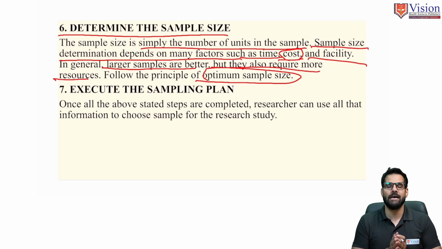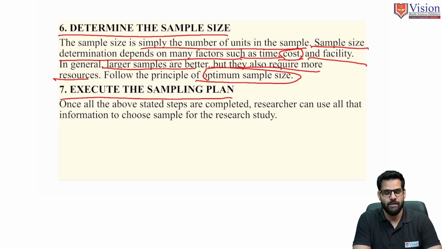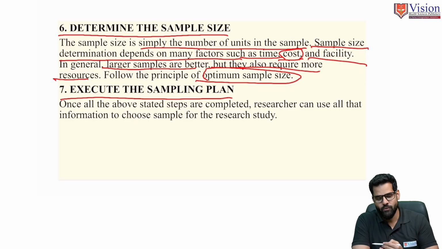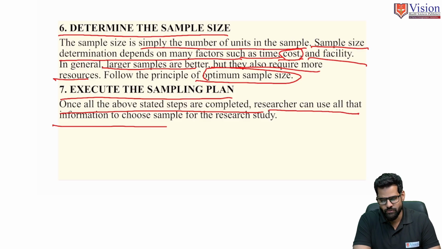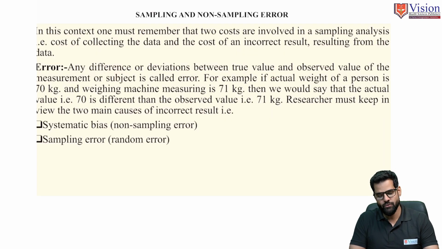You should maintain the high efficiency or validity of your research, but at the same time you should also keep your cost at the minimum. Then execute your sample plan. So finally you've decided all these things. Once all the above stated steps are completed, the researcher can use all that information to choose the sample for the research study. So these are the 7 important steps that one needs to remember.